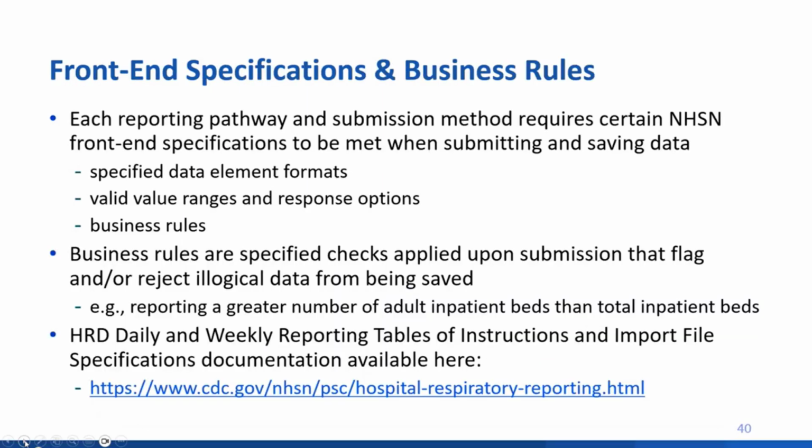Each reporting pathway and submission method requires certain NHSN front-end specifications to be met when submitting and saving data, including specified data element formats, valid value ranges and response options, and business rules. Business rules are specified checks applied upon submission that flag and/or reject illogical data from being saved. So for example, if a user tries to report a greater number of adult inpatient beds than the number of total inpatient beds, that submission will fail.